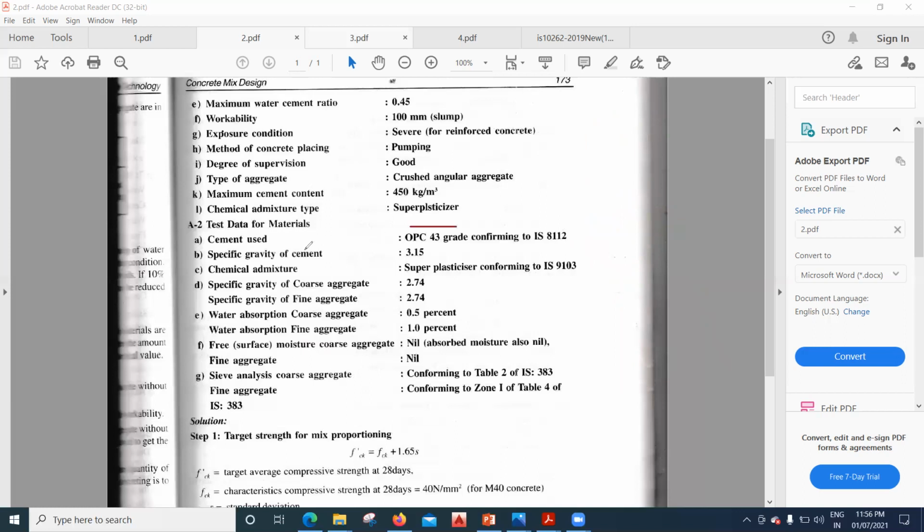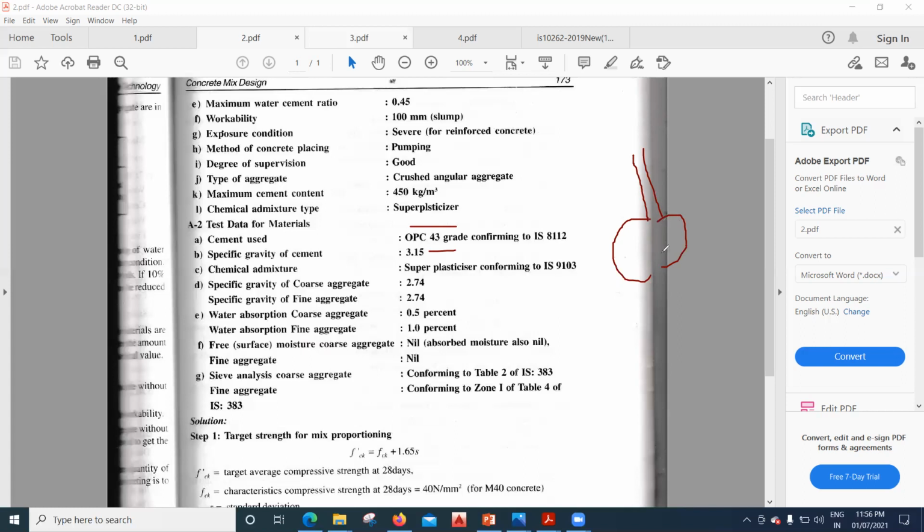Specific gravity we have to test in the lab, and it was found to be 3.15. The specific gravity of cement we usually determine with the help of kerosene, using a flask something like this. We put kerosene in, because if you test with water, the water will react with cement and hydration will happen, so we will not get the right value. So we make use of kerosene to find the specific gravity.